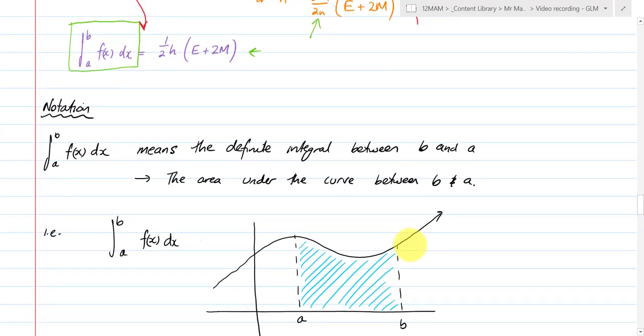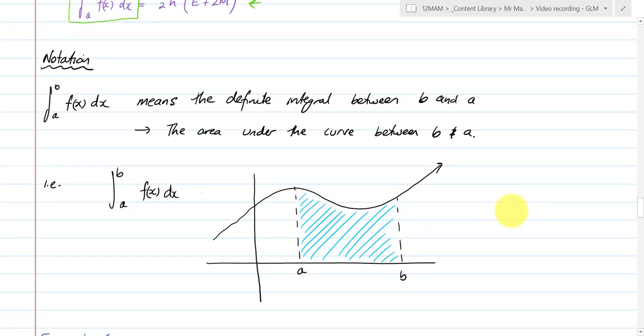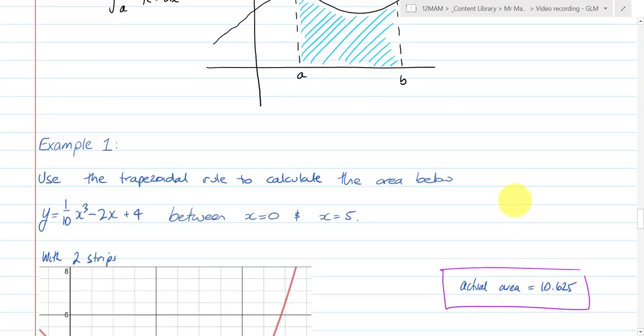A little bit of notation. There's that definition. The integral between a and b of f of x dx means the definite integral between b and a, the area under the curve between b and a, so it looks like that, just so you know. But you will see more of that in about a week. So let's do some examples.